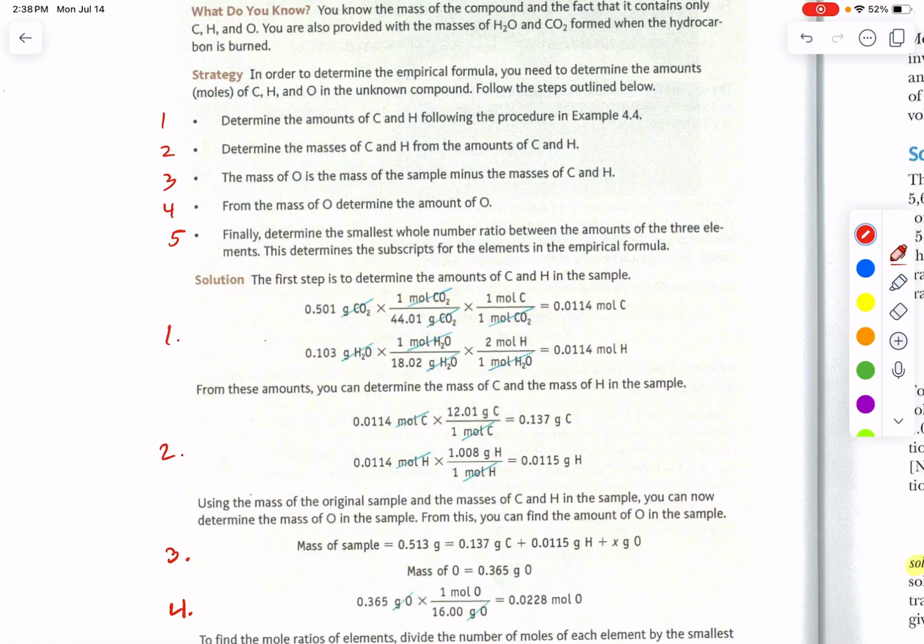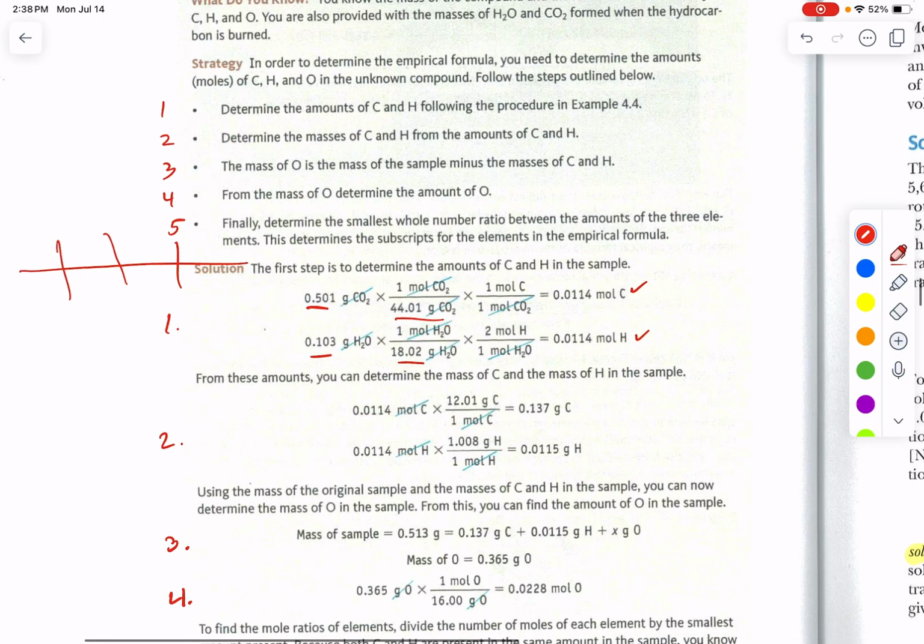And again, I would do this in one big long line, where you do your dimensional analysis. So step 1, we take our grams, divided by the molar masses from the periodic table or from Google, and we get our moles of carbon atoms and our moles of hydrogen atoms.